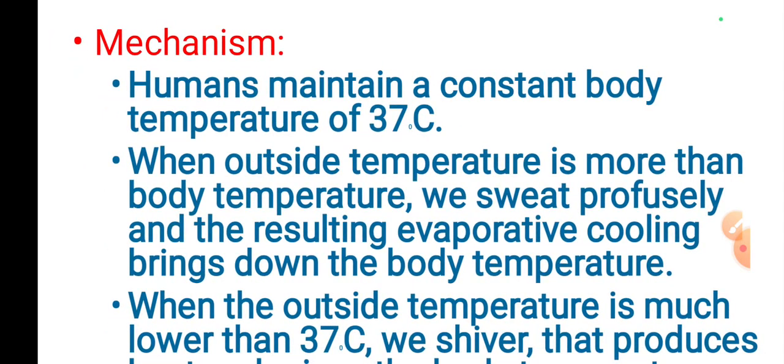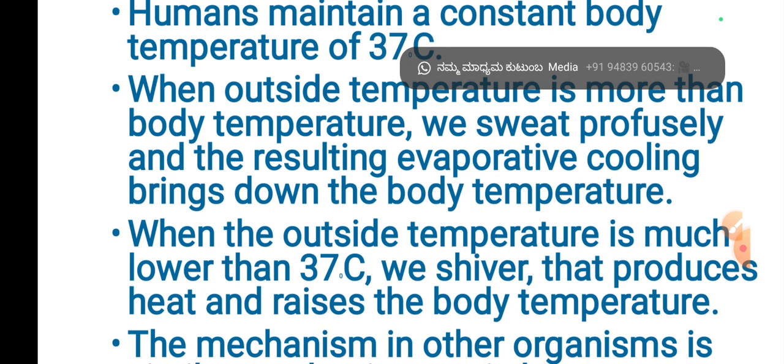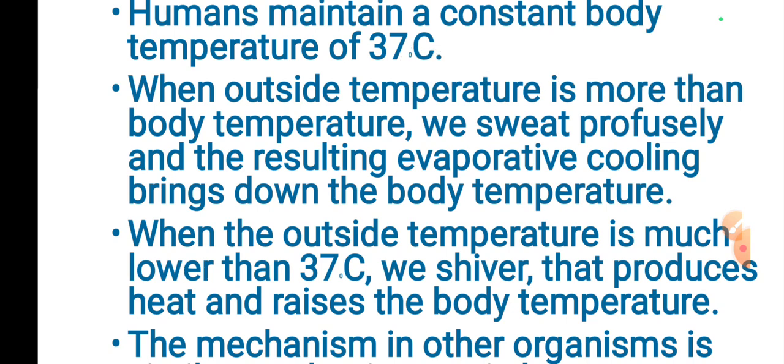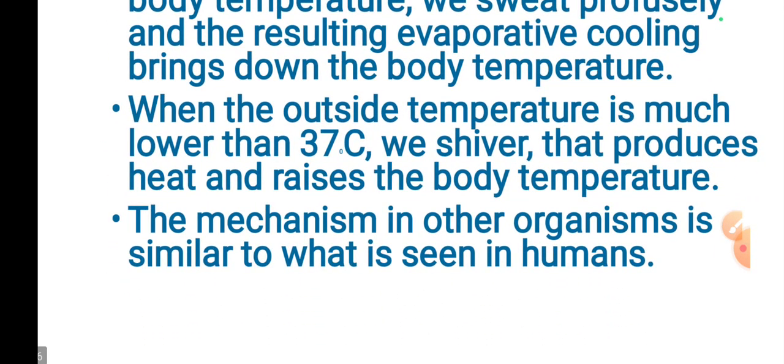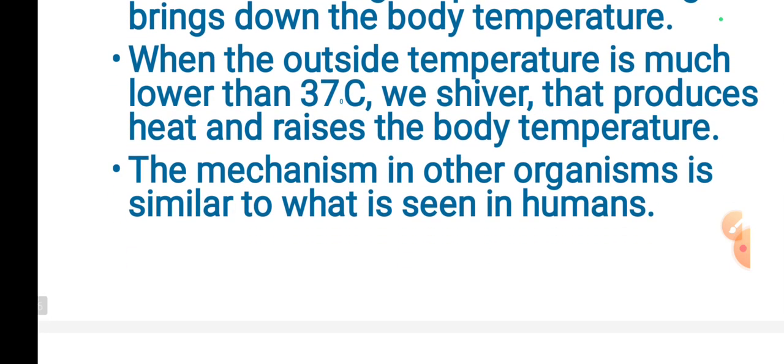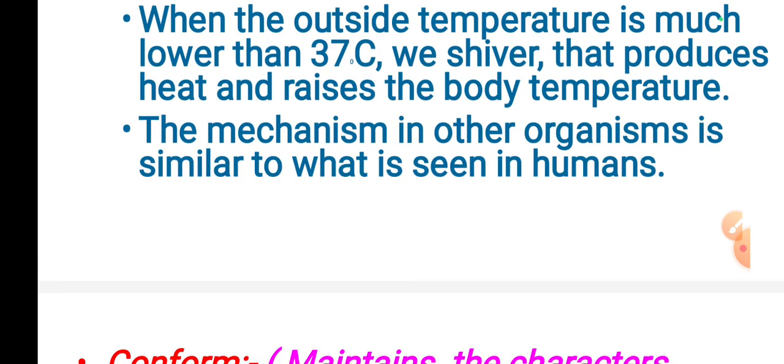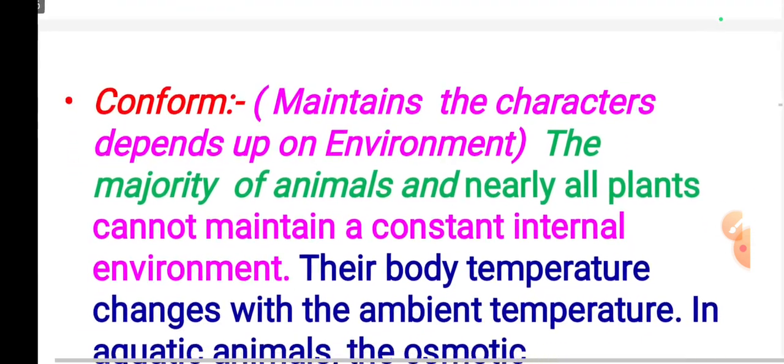Mechanism: humans maintain a constant body temperature of 37 degrees Celsius. When outside temperature is more than body temperature, we sweat profusely and the resulting evaporative cooling brings down the body temperature. When the outside temperature is much lower than 37 degrees Celsius, we shiver, which produces heat and raises the body temperature. The mechanism of other organisms is similar to what is seen in humans.